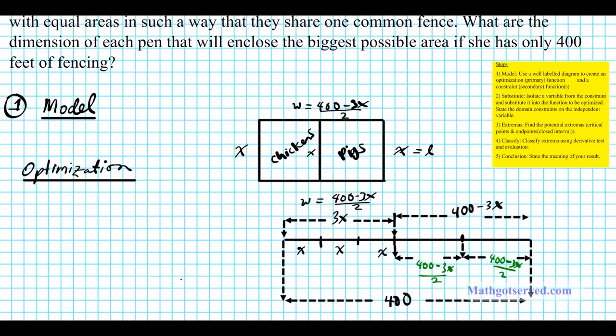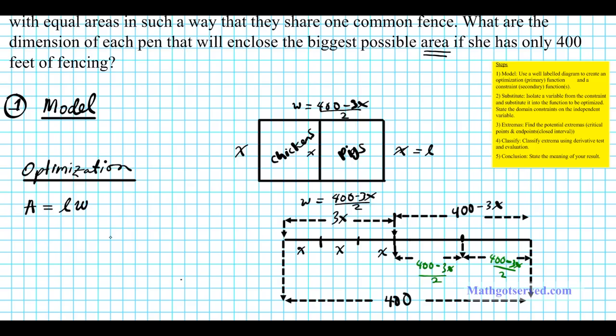We have to go back to the problem. The problem says find the dimensions of each pen that will enclose the biggest possible area. So we optimize an area. Okay, so what's the area of a rectangle? Area of a rectangle is length times width.